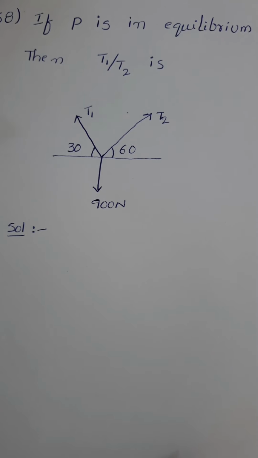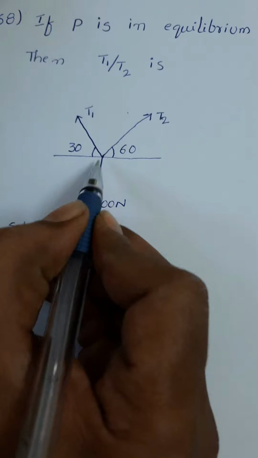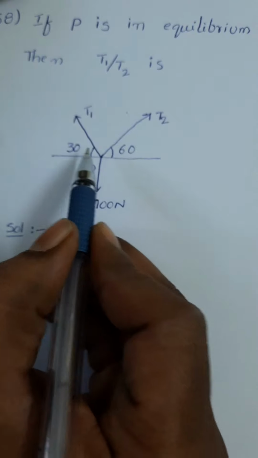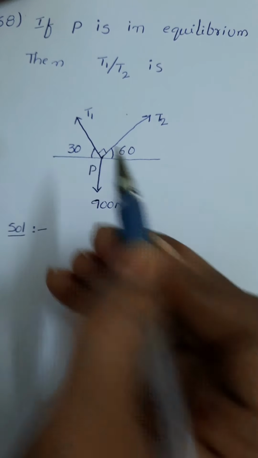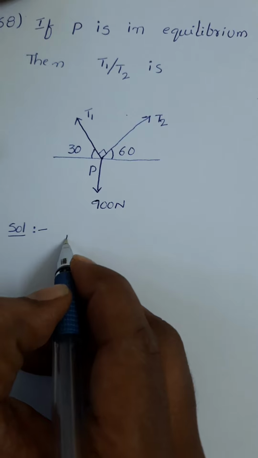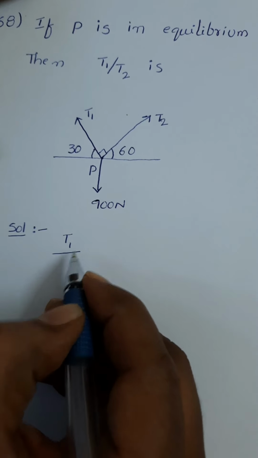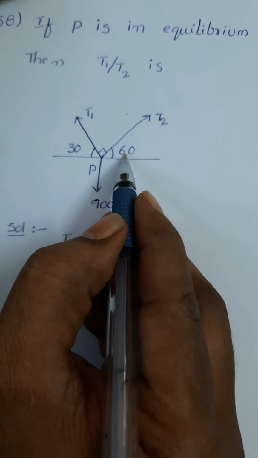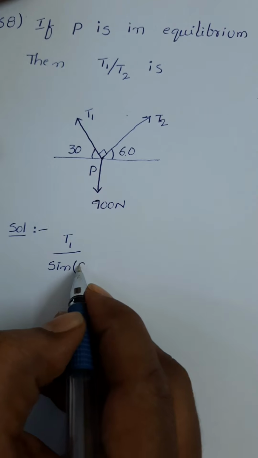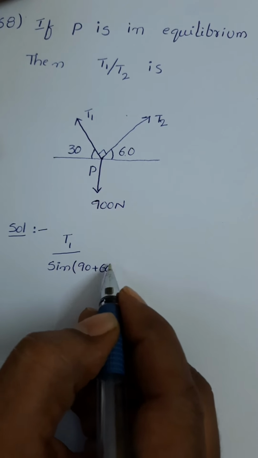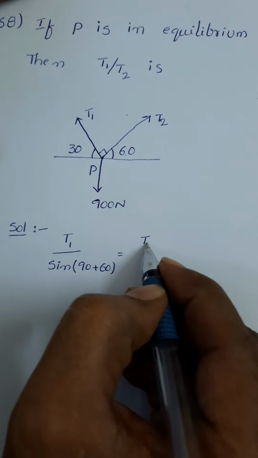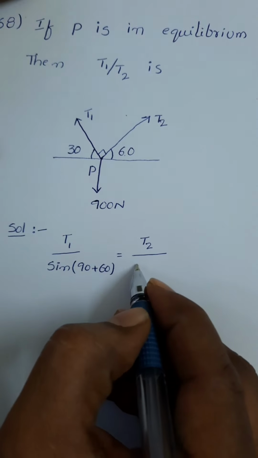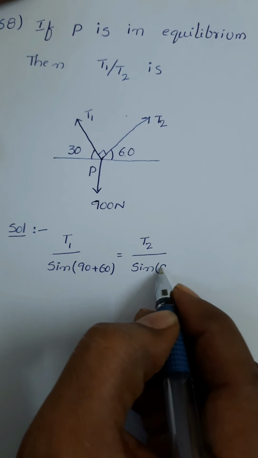Problem number 68. If P is in equilibrium, then T1 by T2 is, here the angle is 60, here 30. So this angle is equal to 90. According to Lami's theorem, magnitude of force by sine of angle between the remaining two forces. So the remaining two forces: 60 plus 90, 150. So we can write sine of 90 plus 60 is equal to T2 divided by sine of the angle between the remaining two sides, sine 90 plus 30.